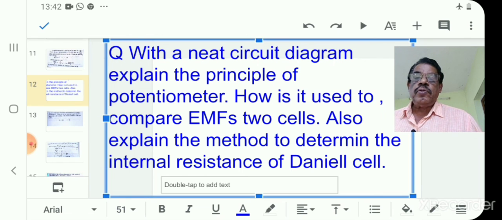So when we write Daniell, there are 2 L's, you note the spelling. In some textbooks, only one L is given, but it is not right. Daniell's spelling is with double L. That is the spelling in the mathematical tables, and that is more correct. So this is the lengthy question. It can be split. One is for comparison, the other is for internal resistance determination, and also the principle of the potentiometer can be asked as a question.